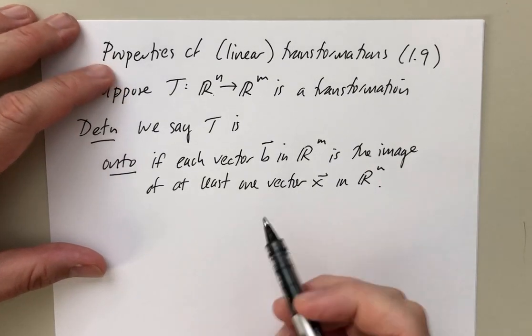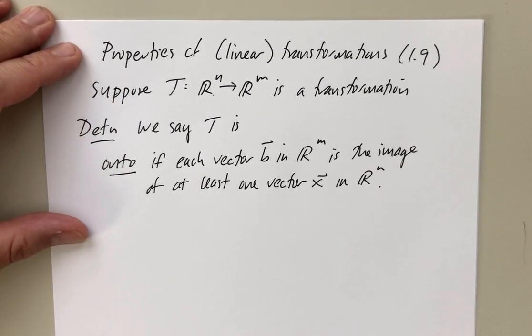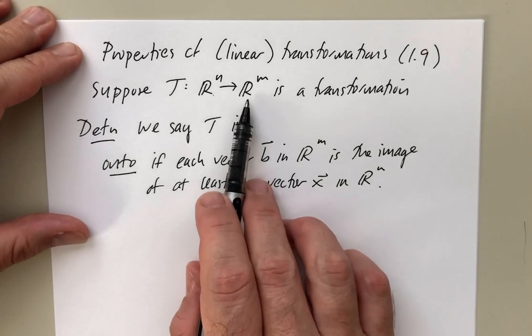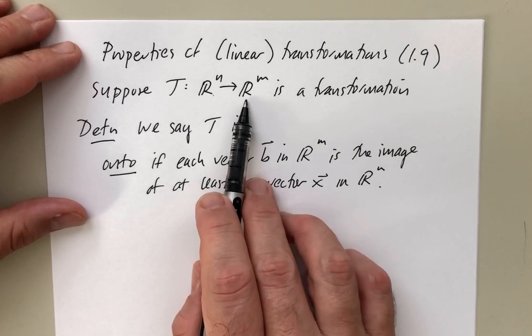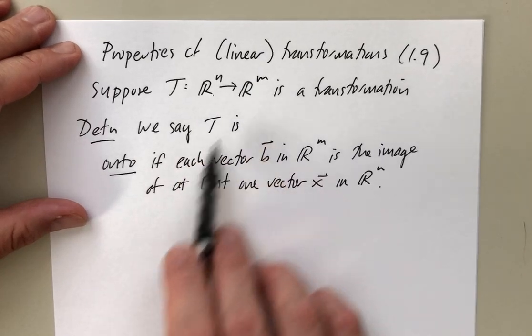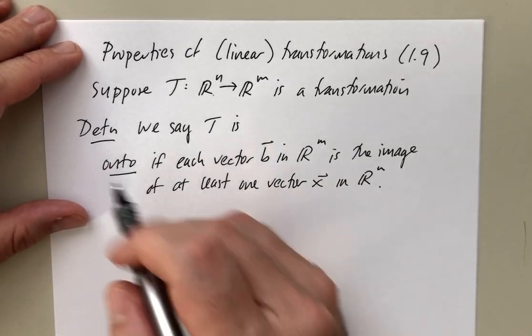So this is maybe a concept you saw in pre-calculus in the setting of functions from the real line to the real line. I want to know if I take any vector that's in the codomain on the right-hand side, can I find a vector x that's in the domain that maps to it, right? That makes it in the image.